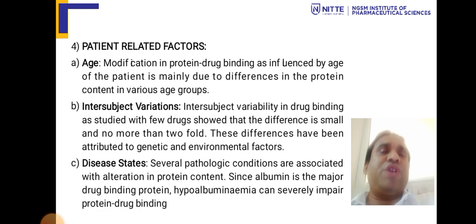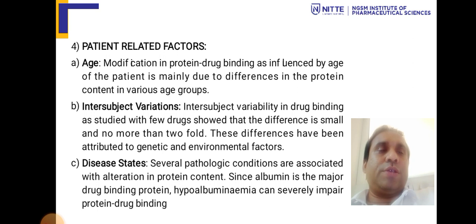Now coming to the patient related factors. Age. Modification in protein binding is influenced by the age of the patient. It is mainly due to the difference in protein content in various age groups. In adults, children, and infants, the protein level present is a major factor for protein drug binding.